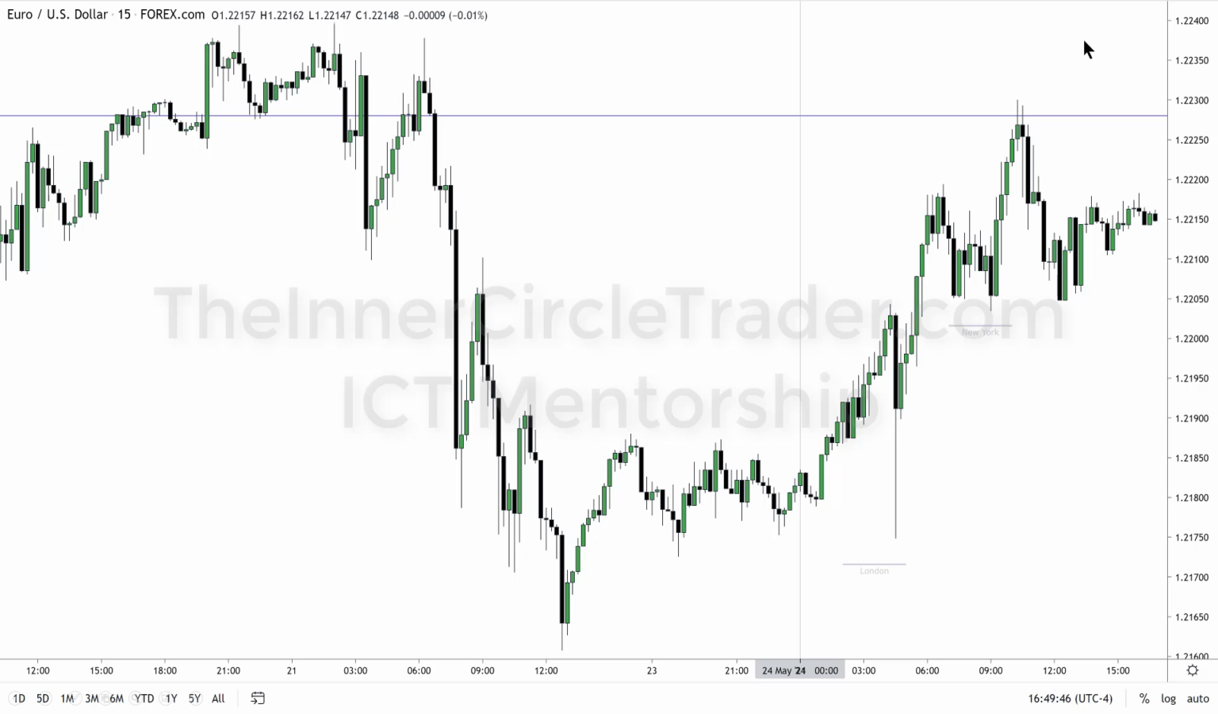We're going to see if it wants to trade higher. We're basically working with a market maker buy model here. And buy side liquidity resting above here is what's likely to be targeted next.